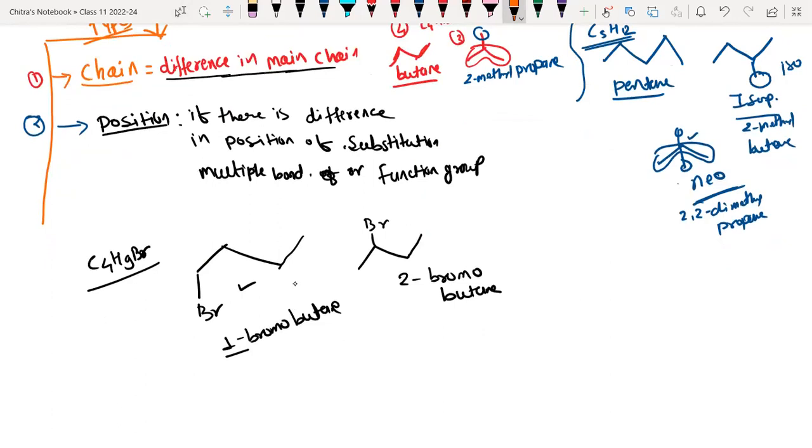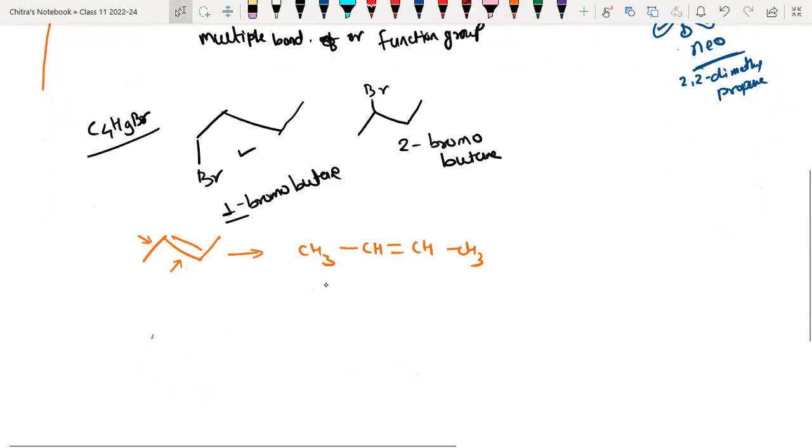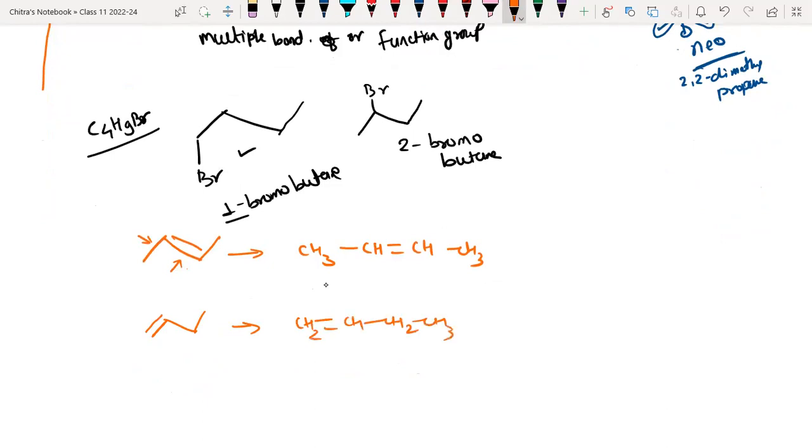For the next example, I'm taking butene. But-2-ene is CH3 CH double bond CH CH3. Here the position of the double bond is between the second and third carbon atoms, right? But we can think that the position of the double bond may be on the first carbon atom, like this: CH2 double bond CH CH2 CH3. Here the position of the double bond is different, so it is again positional isomers.